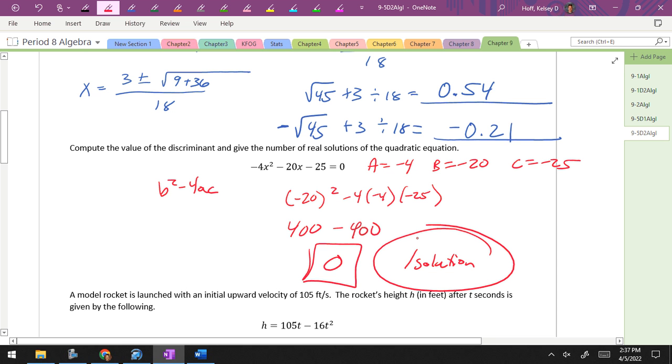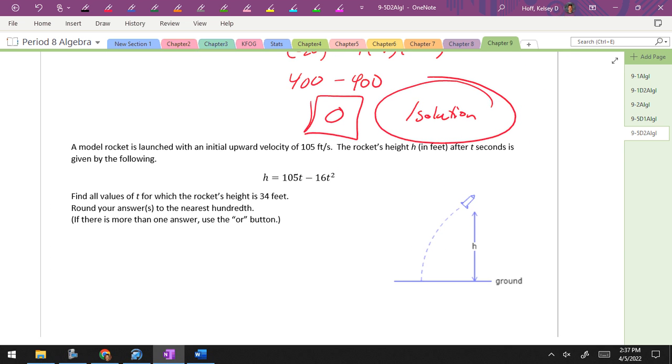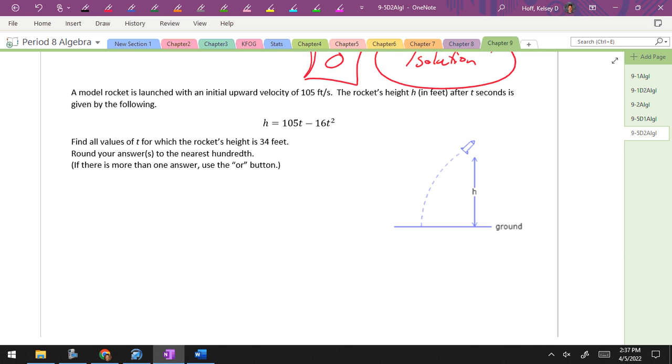Okay? So truthfully, overall, that's the same exact thing. And so our expansion for today is, how does this impact something different? What's the beauty of the quadratic formula? It says a model rocket is launched with an initial upward velocity of 105 feet per second. The rocket's height, h, after t seconds is given by the following. If you know how many seconds this rocket's been in the air, you can calculate its height. Find all values for t in which the rocket's height is 34 feet. Round your answers to the nearest hundredth.